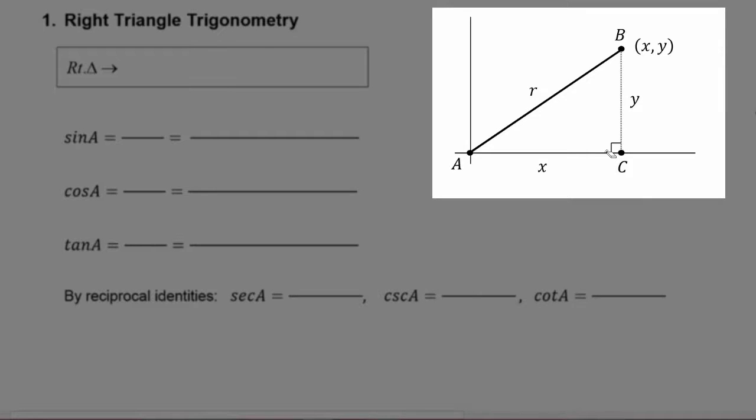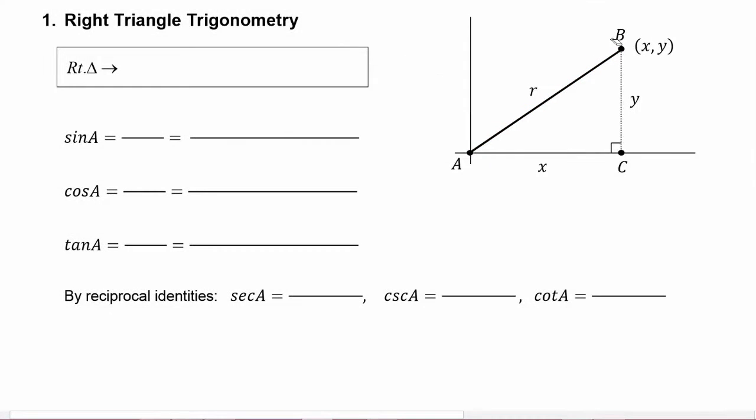And if you remember from your geometry class, the parts of a right triangle, it has two legs, and the legs are the sides that form the right angle. Then opposite of the right angle, it has a hypotenuse.